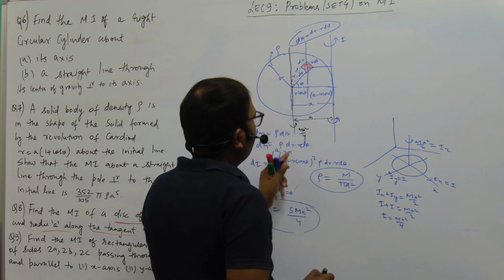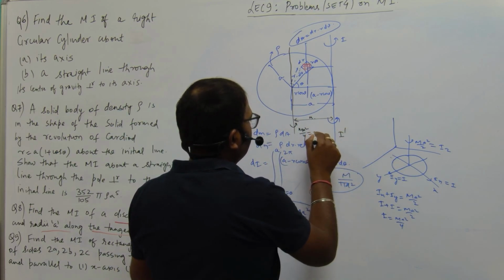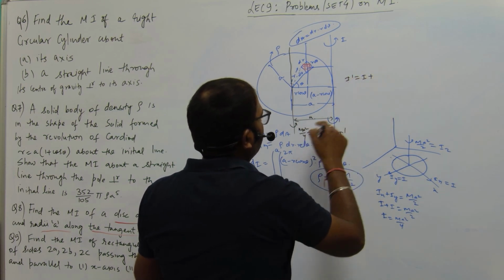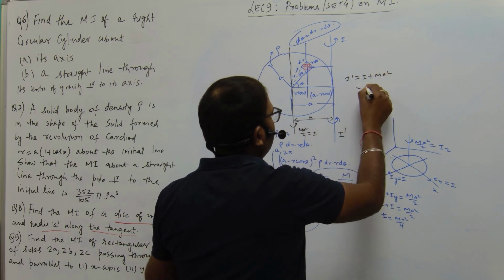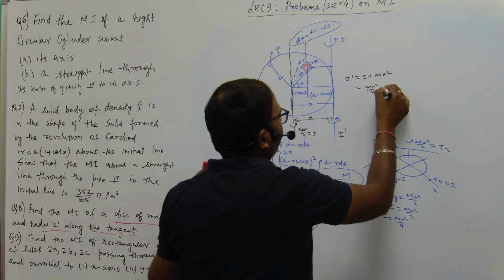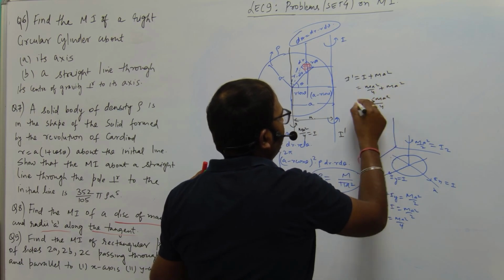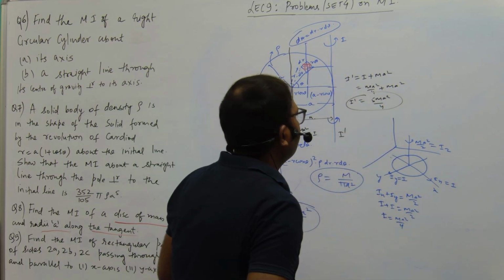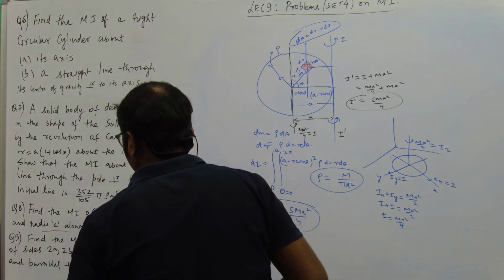Okay, so from the parallel axis theorem, let us take this as I dash and this as I. So I dash is equal to I plus mass into distance squared, which is ma^2. So this is ma^2 upon 4 plus ma^2. This is 5 ma^2 upon 4. This is I dash. So about the tangent we have the moment of inertia as 5 ma^2 upon 4. Okay. So let us discuss question number 9.